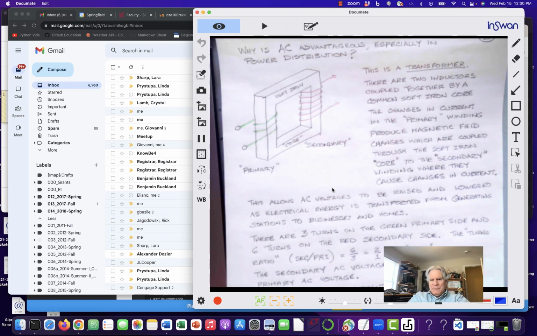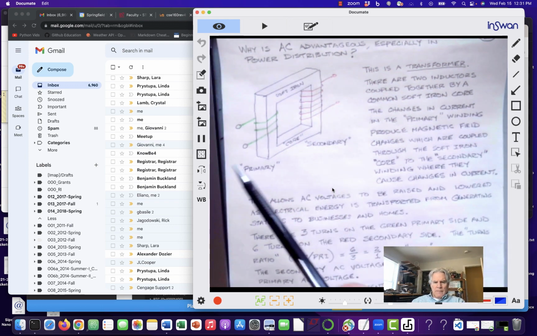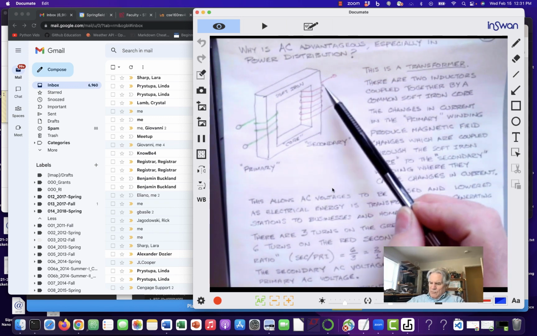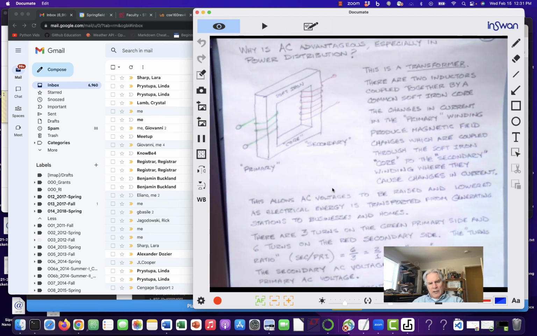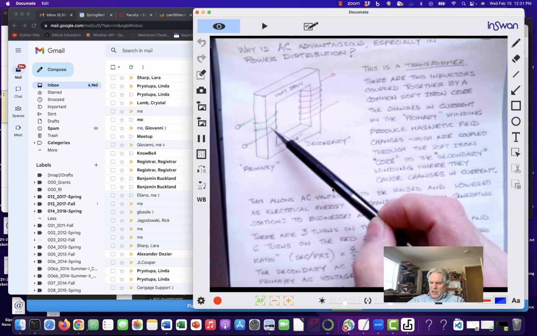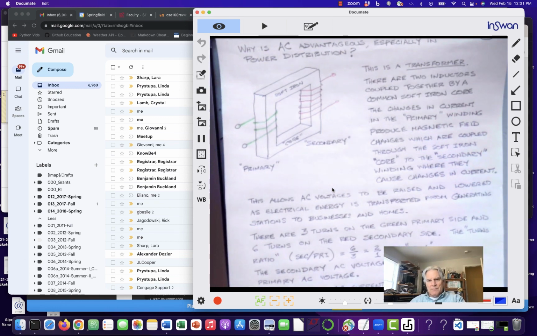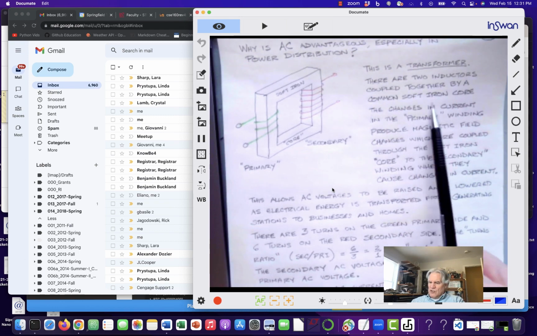So why is AC advantageous, especially in power distribution? Well, let's look at this thing called a transformer. I have this soft iron square ring here, with 3 turns of green wire on it: 1, 2, 3. And I've got 1, 2, 3, 4, 5, 6 turns of red wire. This soft iron will make the magnetic coupling between these two inductors extremely tight and efficient.